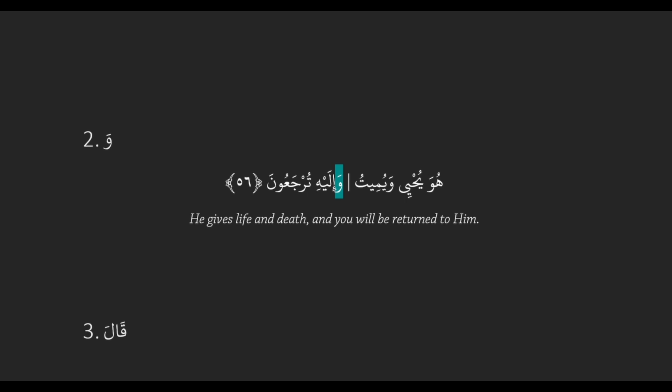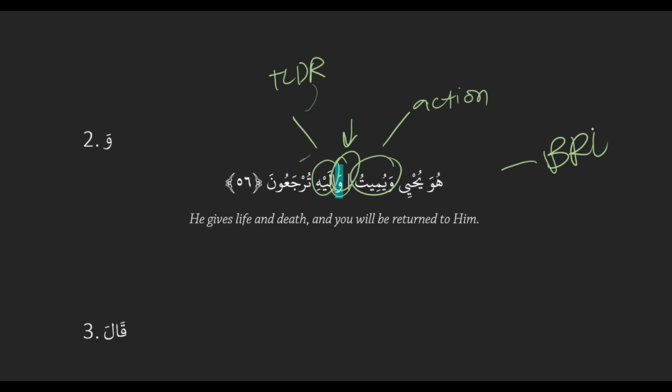So on either side of the wow, on one side we have yumitu, which is an action. It means to cause to die. Then you can tell me what ilayhi is. That's a TLDR. Is an action and a TLDR grammatically similar things? No, they're different. So here, the wow is coming in between two different things, and when it comes in between two different things, what does it do? Make or break? It breaks.